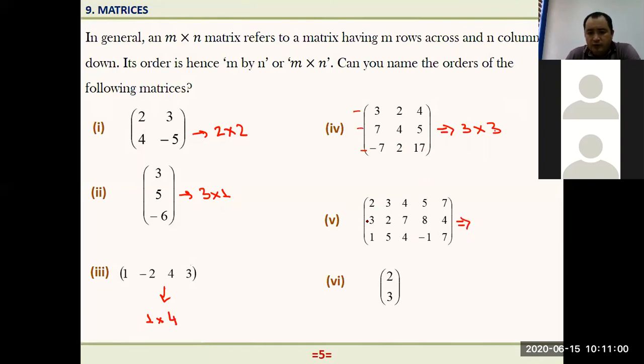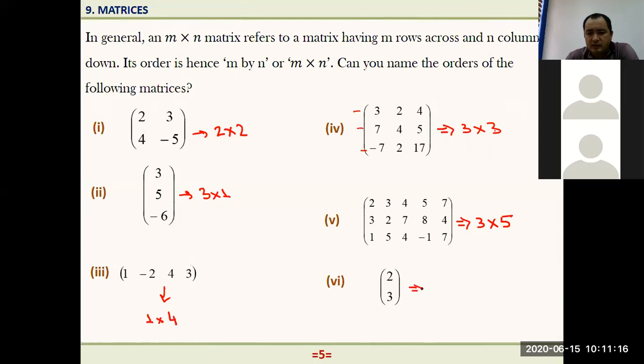Okay, so here, how many rows? 1, 2, 3. So it has 3 rows and columns 1, 2, 3, 4, 5. So this is a 3 by 5 matrix. This is just how to determine the order of the matrix.